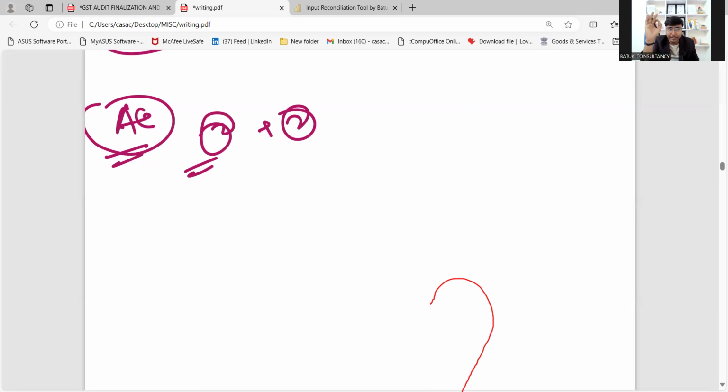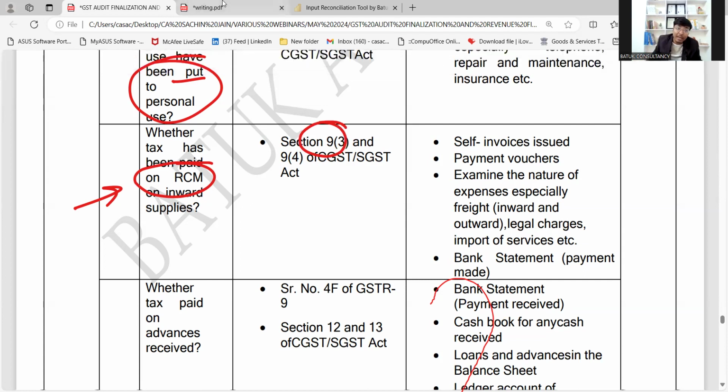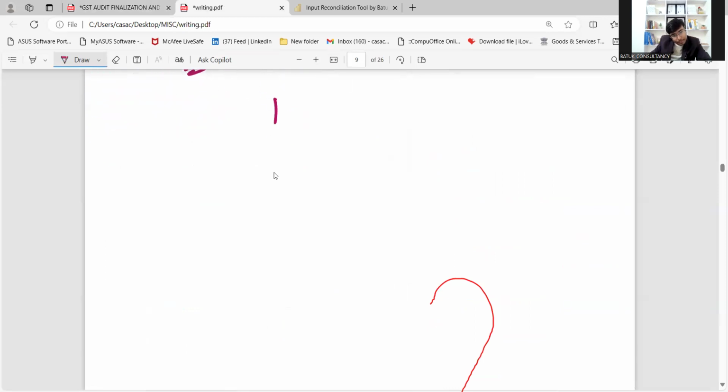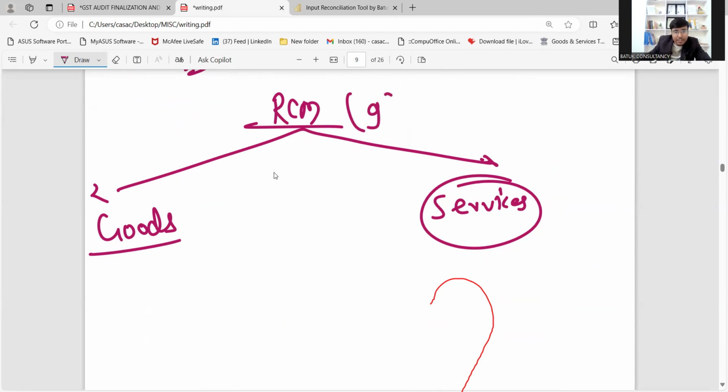So how are we going to identify? For that identification purpose, we need to follow certain techniques. Whether the RCM has already been paid on the inward supply, we have already covered as per section number 9, subsection 3. There is a list of goods and services on which RCM is applicable. For that purpose, the government has specifically provided one list of goods and one list of services on which RCM is applicable, in section number 9, subsection 3 of the CGST Act.